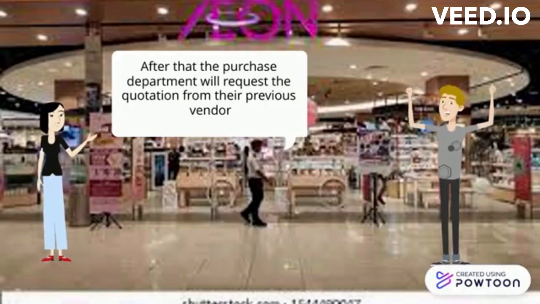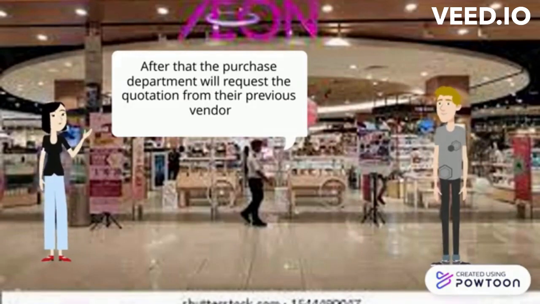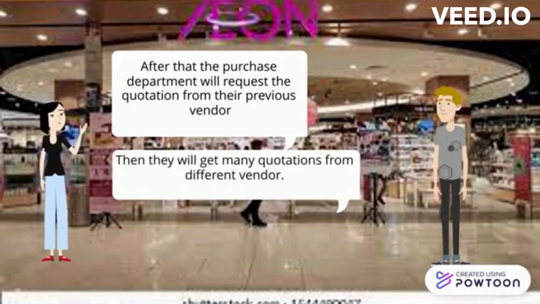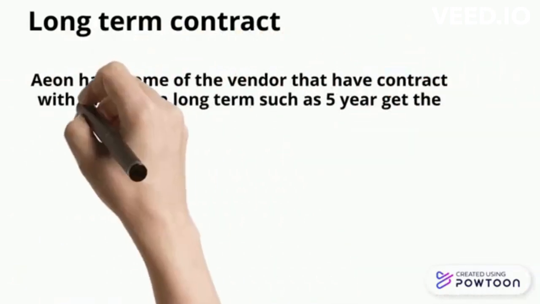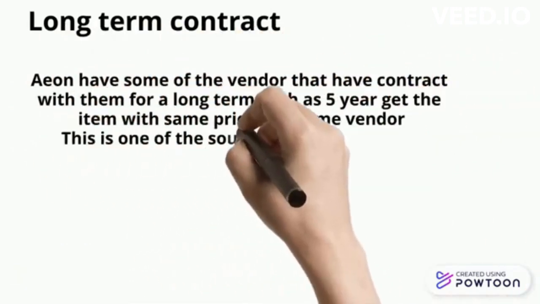After that, the purchase department will request the quotation from their previous vendors. Then they will get many quotations from different vendors. Aon has some vendors that have a long-term contract with them, such as 5 years, to get the item with the same price from the same vendor. This is one of the sources besides getting quotations from vendors.